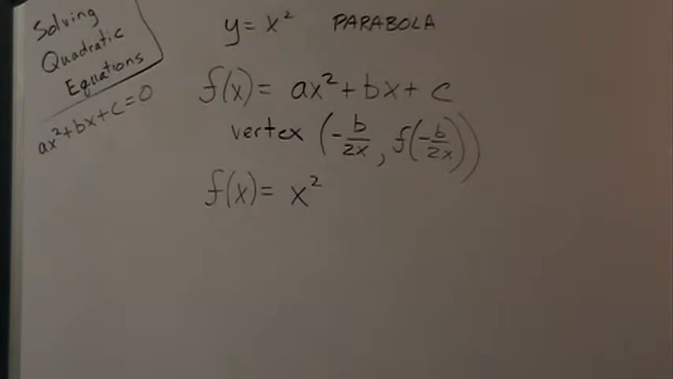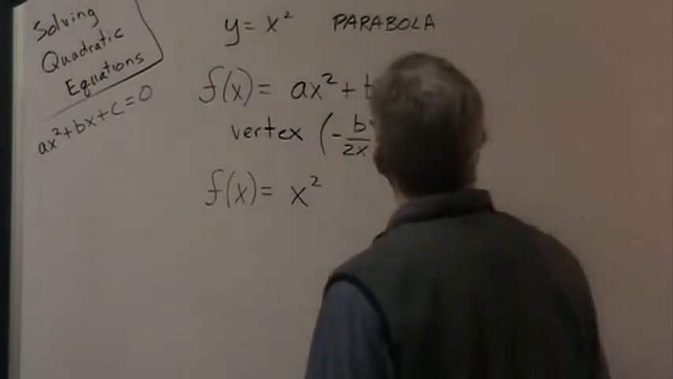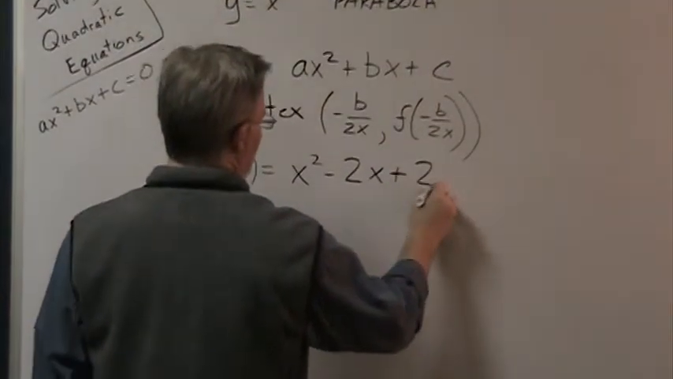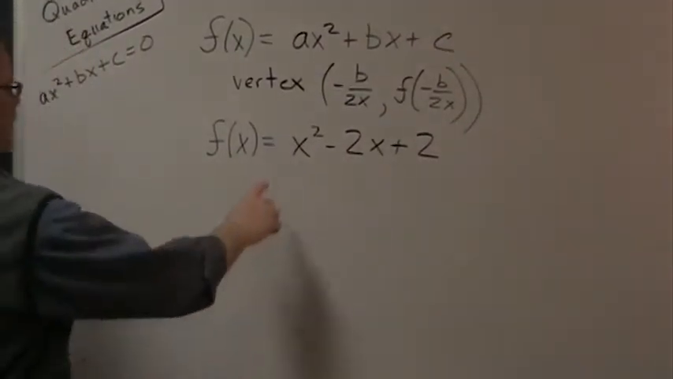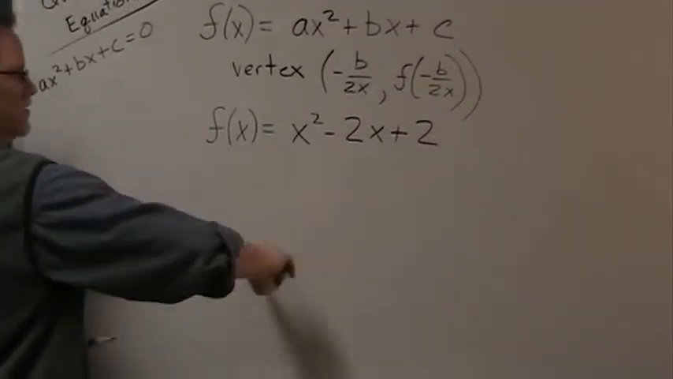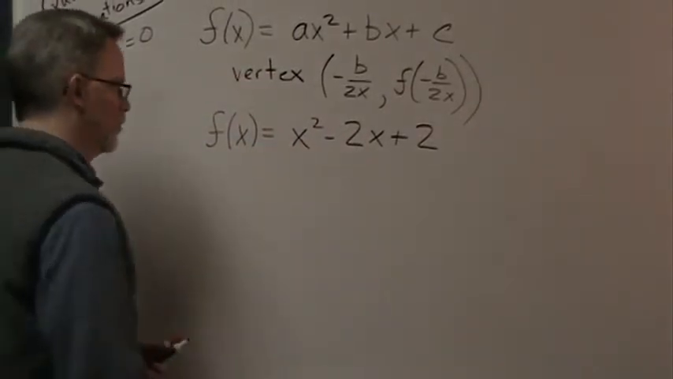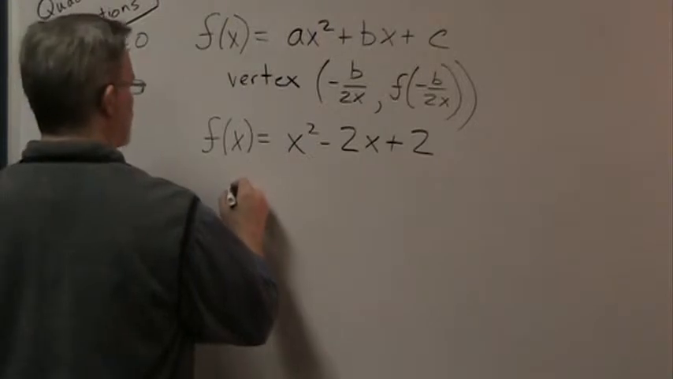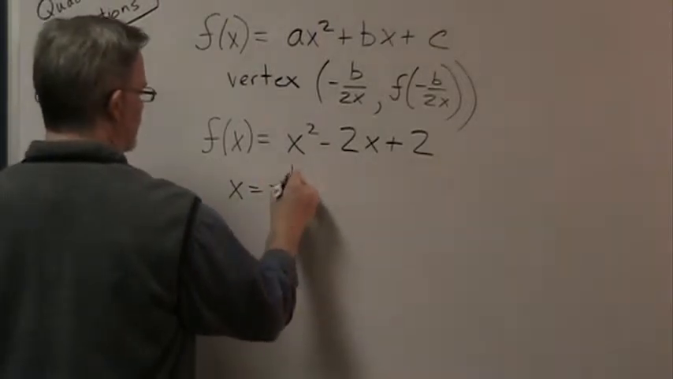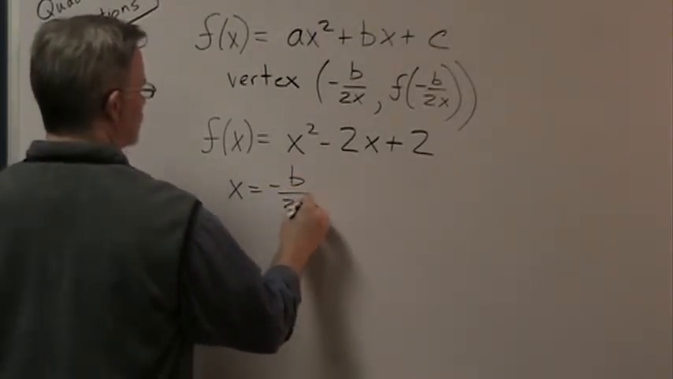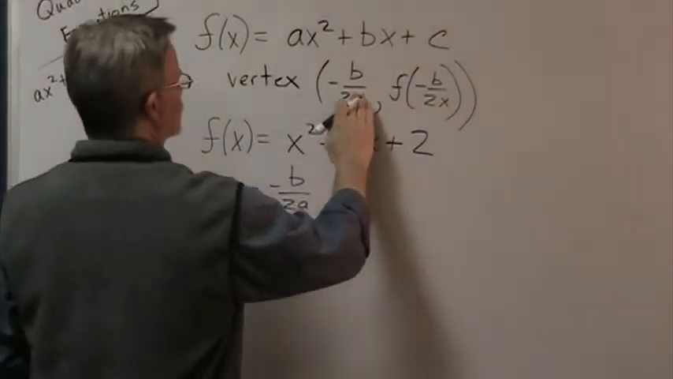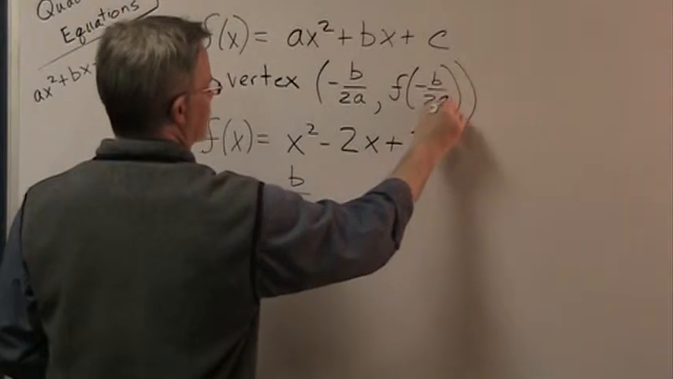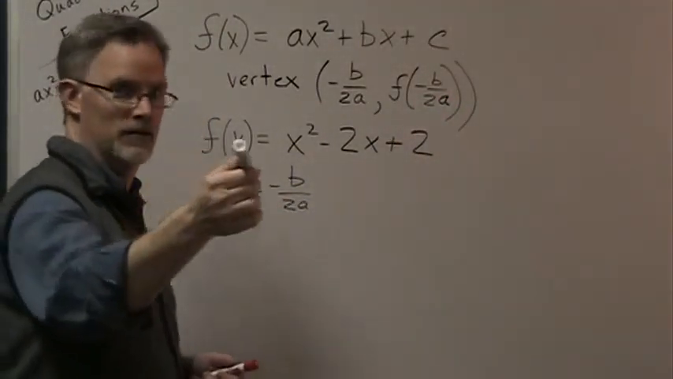So we're going to look at x squared minus 2x plus 2. We can immediately see there's a positive, so this one is going to point up. And we want to find the vertex. Well, we know the x value is negative b over 2a. I had this wrong earlier. This is 2a, and this is 2a. You should have caught me on that one.